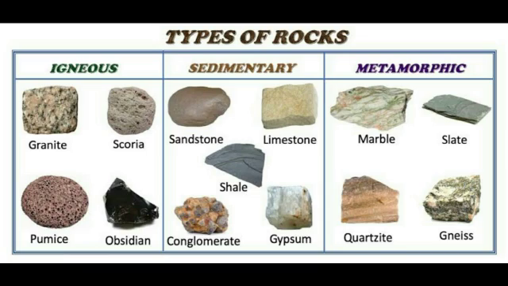Examples of igneous rocks are granite, scoria, pumice and obsidian. Next, sedimentary rocks: sandstone, limestone, shale, conglomerate and gypsum. And under metamorphic rocks, we have marble, slate, quartzite and gneiss.